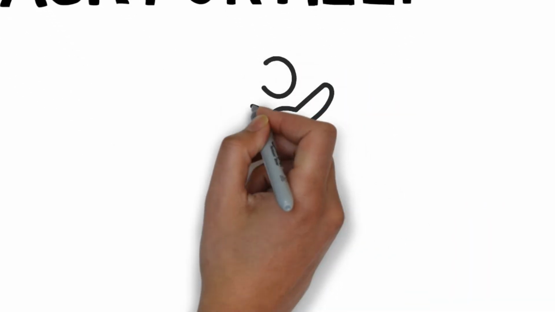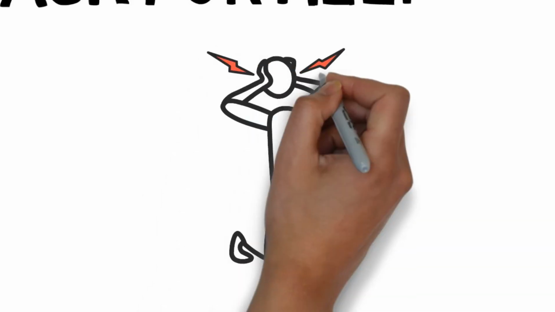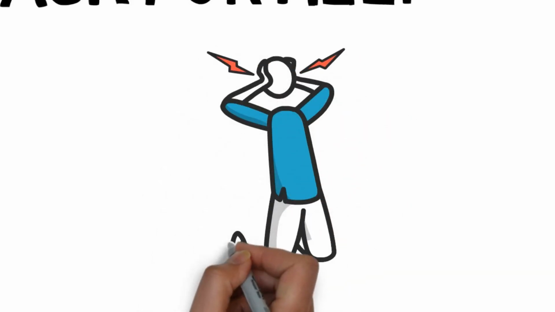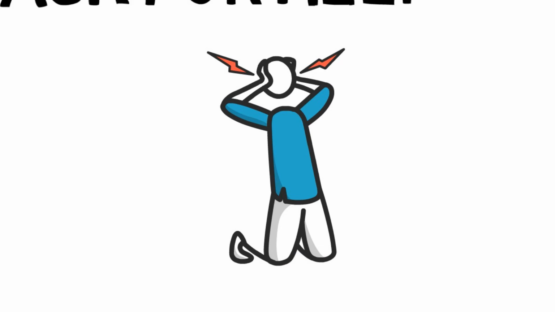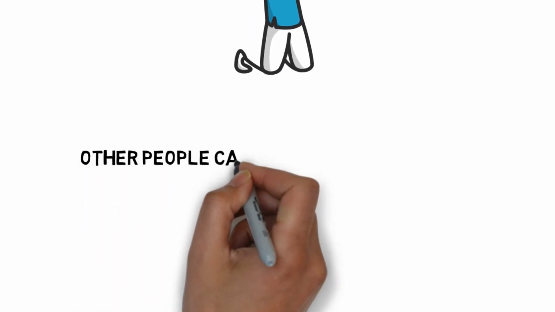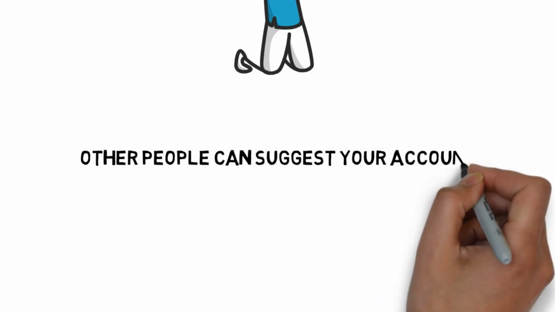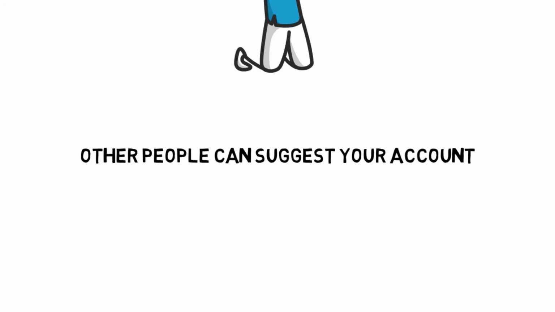8. Ask for help. Some platforms have features that allow other people to suggest accounts. For example, Facebook users can invite friends to pages even if they have not created them. Snapchat includes the same feature. Other people can suggest your account to their followers, so you can encourage them to do this. It takes less than a minute to do this process.